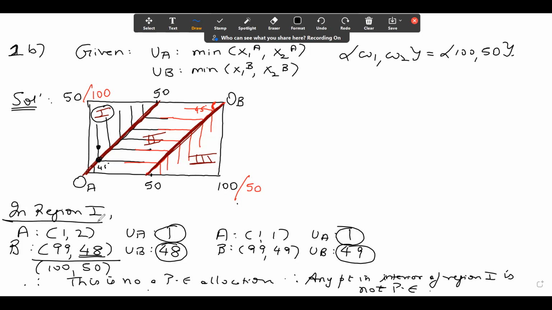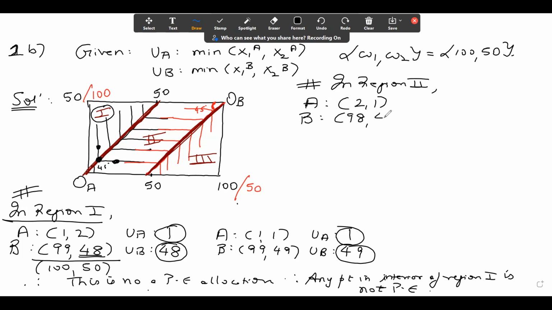Okay. Now let's look at region 2. So what happens when you are in region 2? In region 2, suppose I take a point here. So this was 1,1, this becomes 2,1. B has how much? 98,49. The utility which A gets from its own allocation is 1. The utility which B gets from its own allocation is 49.